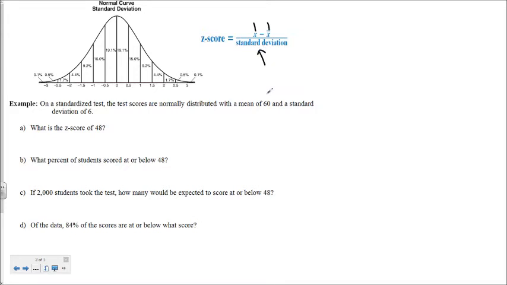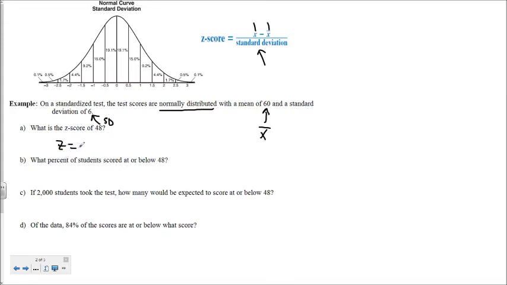So here's an example of how we can use this. On a standardized test, test scores are normally distributed. You can only use this information when a data set is known to be normally distributed, which has a mean, which again represents that x bar, of 60 and a standard deviation of 6. So that's the standard deviation. So what's the z-score of 48?